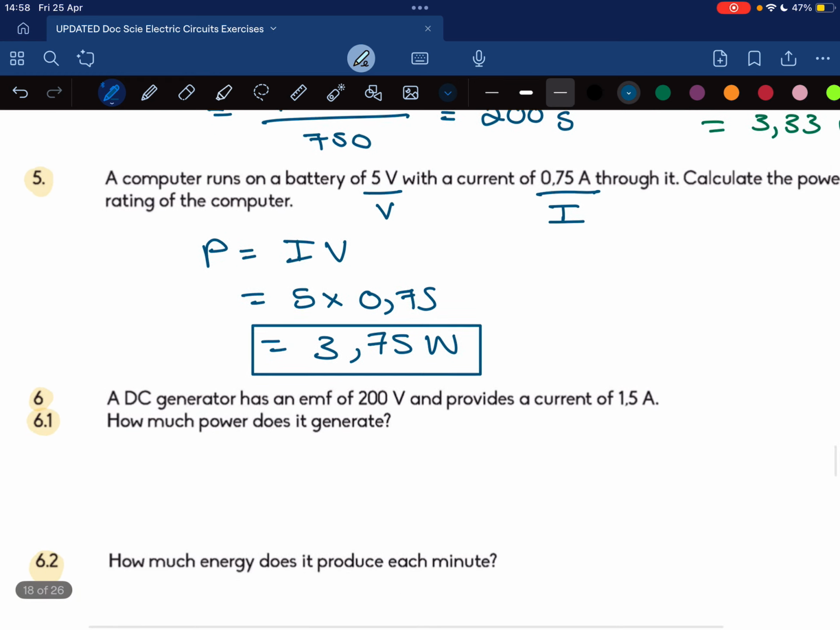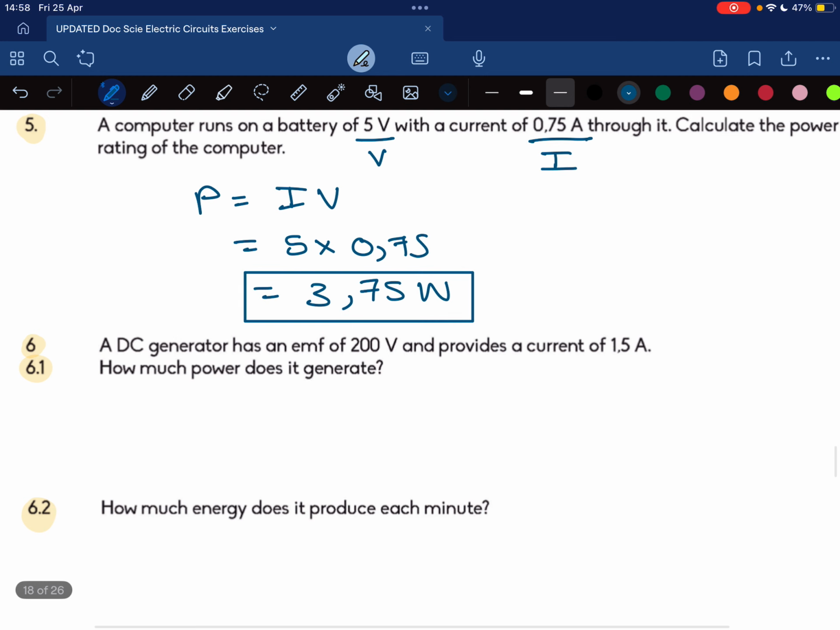Okay, number 6. A DC generator has an EMF of 200 volts and provides a current of 1.5 amps. Okay, so pause, answer how much power does it generate, how much energy does it produce each minute. So take a moment, pause, and try and do it. So in order to calculate power, you can see we're going to use just P equals IV, which is 200 times 1.5, which is 300 watts.